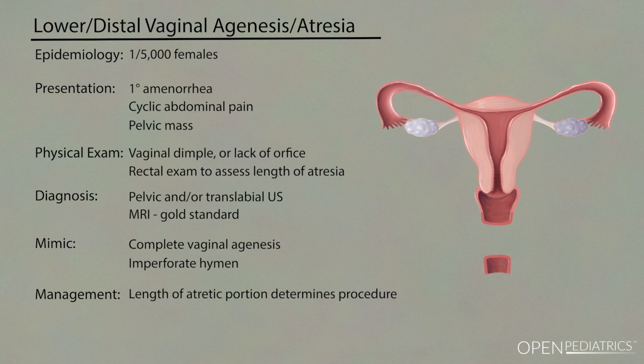The length of the atretic portion of the vagina determines the surgical procedure that should be performed. If it is less than 3 centimeters in length, a vaginal pull-through procedure can be performed by bringing the upper vaginal tissue to the introitus, while if the atretic portion is greater than 3 centimeters, then a graft may need to be used to create the vagina.